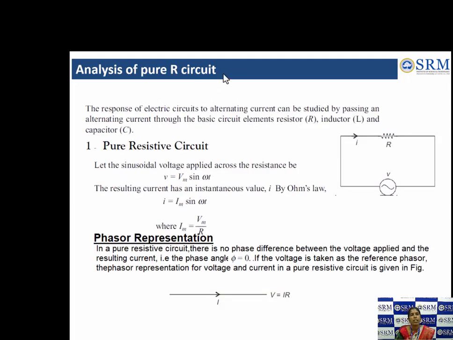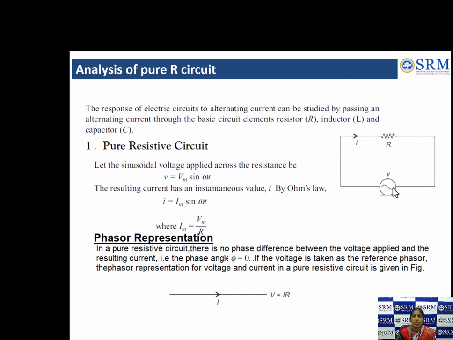Now we are going to analyze the pure resistive circuit. In this circuit there is only one resistor, and an AC voltage supply is given and a current is flowing. The response of the electric circuit to the AC current can be studied by passing this alternating current through the elements, either resistor individually, inductor, or capacitor. First let us see the pure resistive circuit.